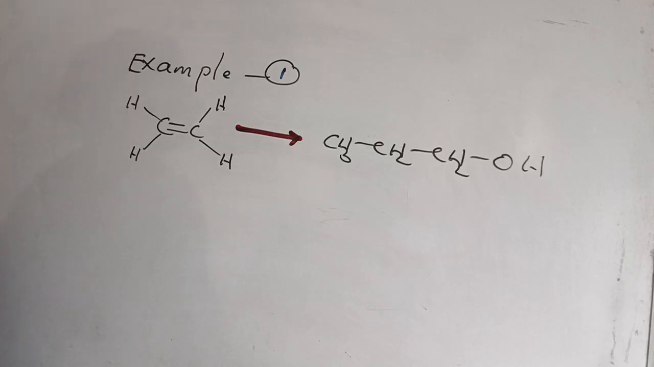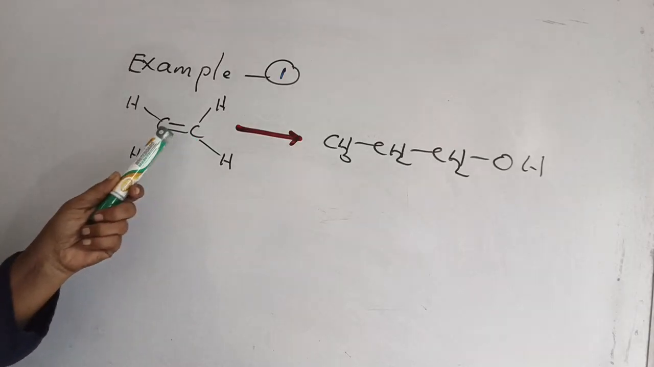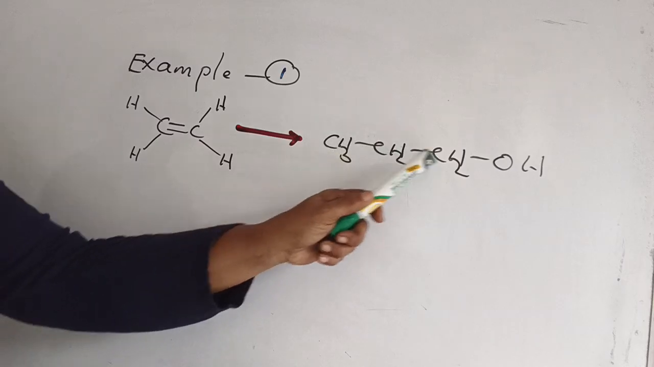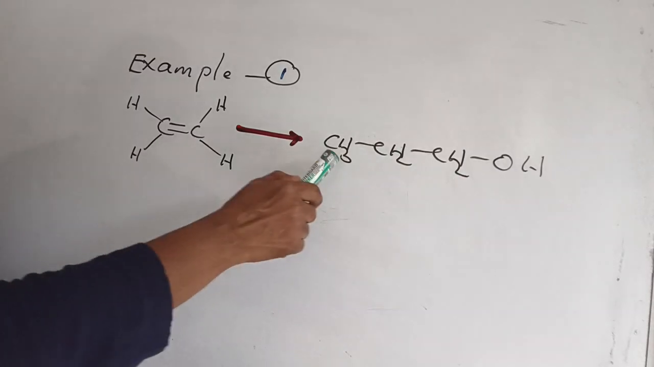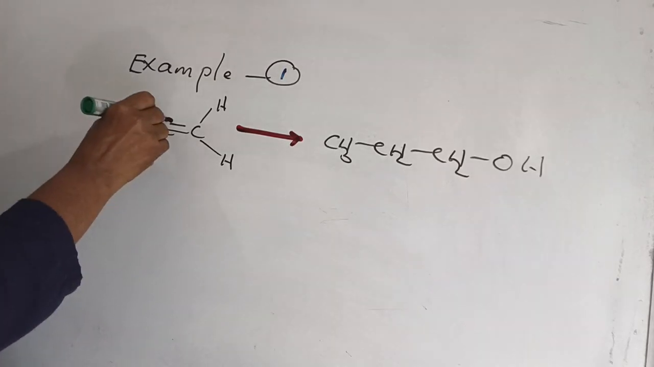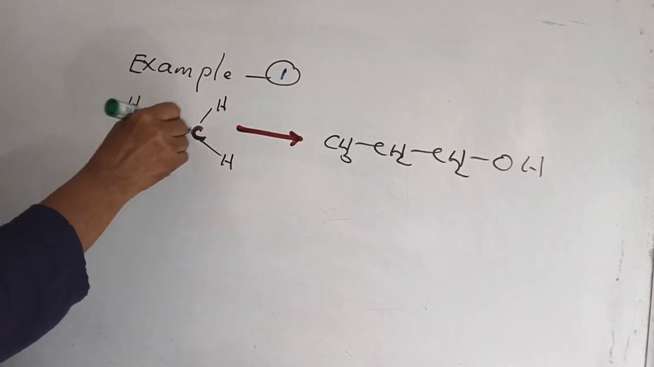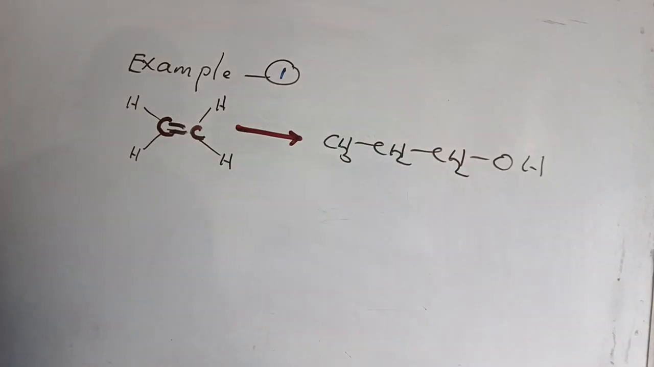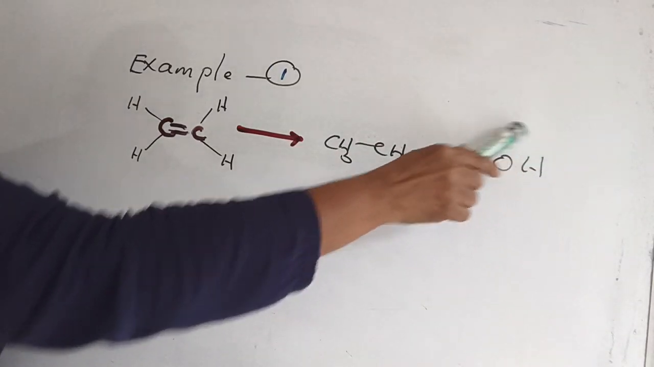So the example number one I have taken is given ethene to convert into a primary alcohol, which is propan-1-ol. The immediate difference can be seen: there are two carbons at the beginning and it's an alkene, and the product has three carbons. Obviously one carbon has to be added, which is the primary alcohol.